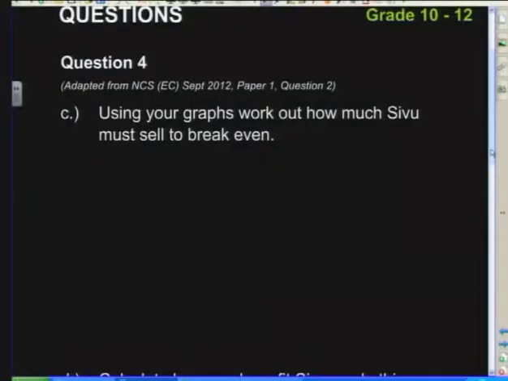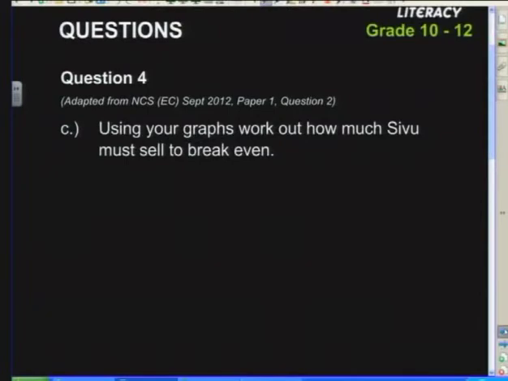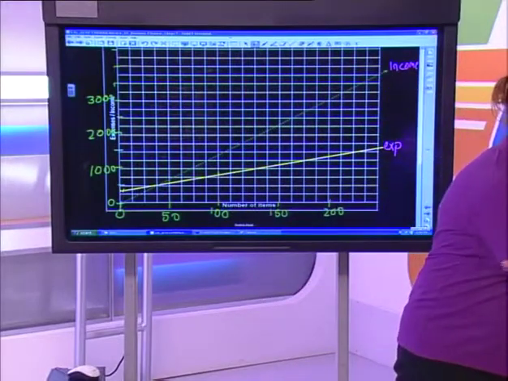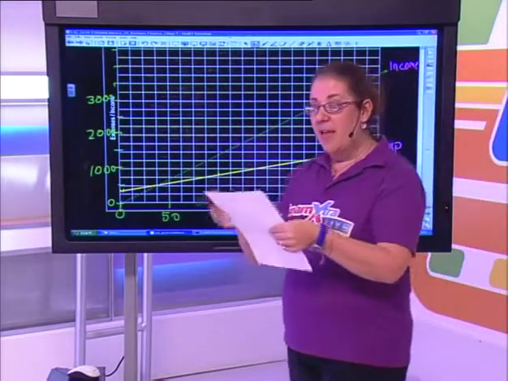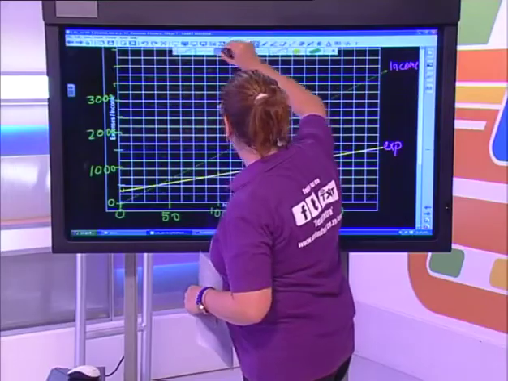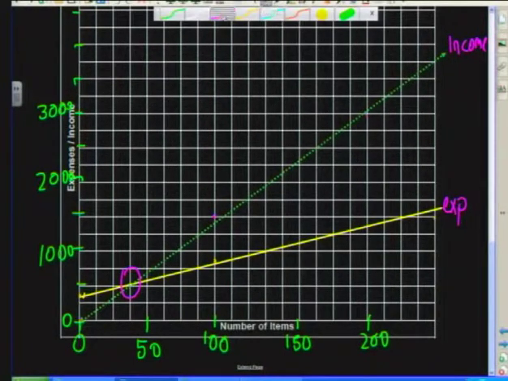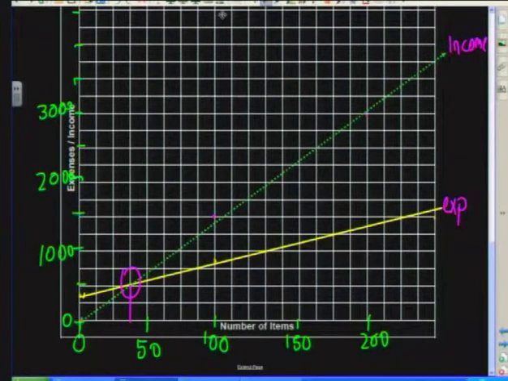Using your graph, work out how much you must sell to break even. So how much must she sell to break even? My graph is not the most accurate of graphs. It's a little bit small. I would have preferred a bigger graph. But where's our break-even point? Her break-even point is this point over here. So what does she need to sell? She needs to sell, in fact, it is quite accurate, about 35, 40 units to break even. So the number of items that she needs is about, I'm going to go with this graph, 38.